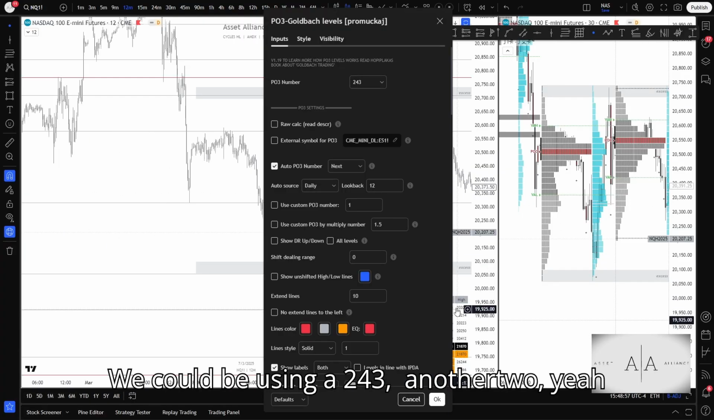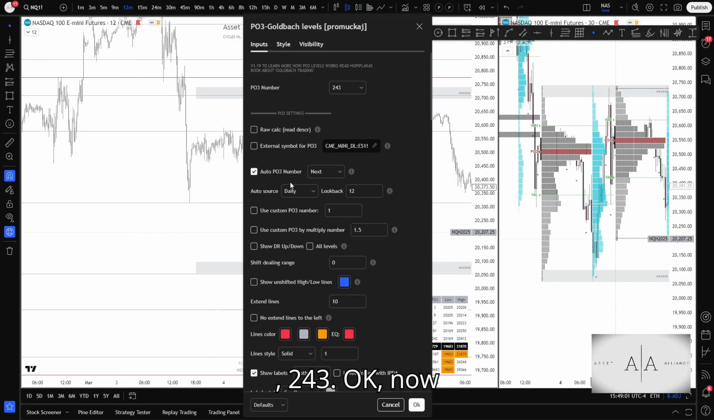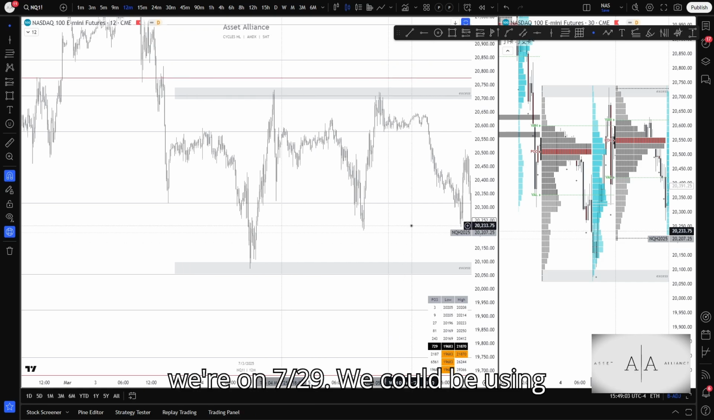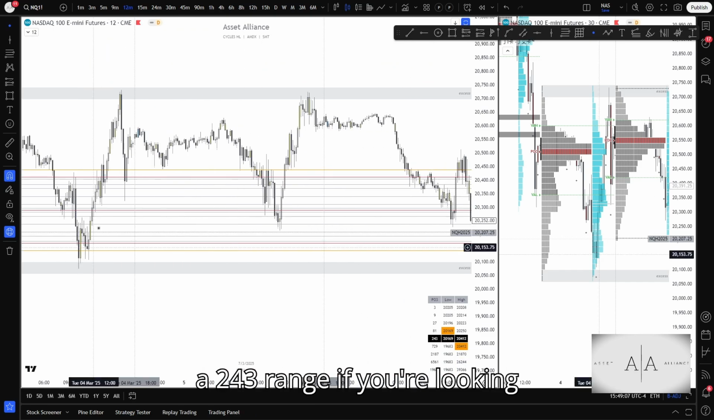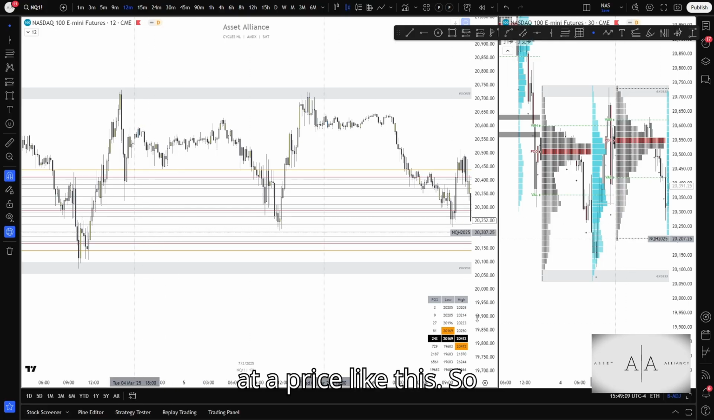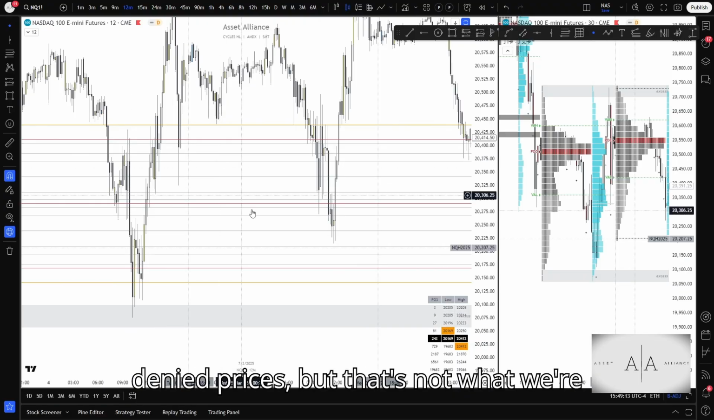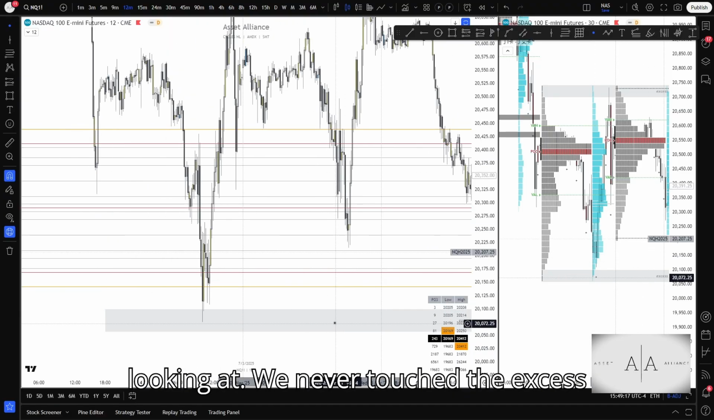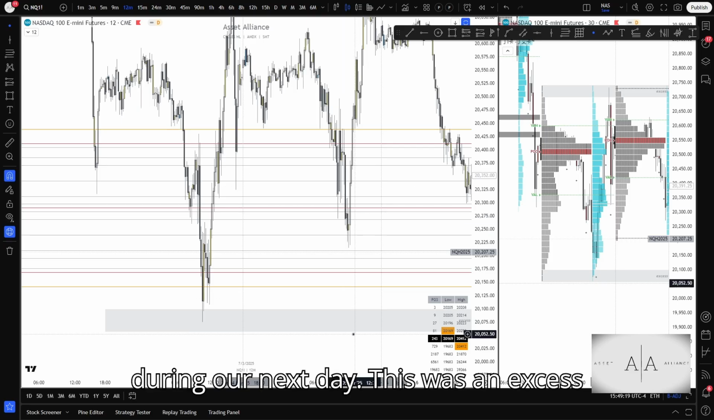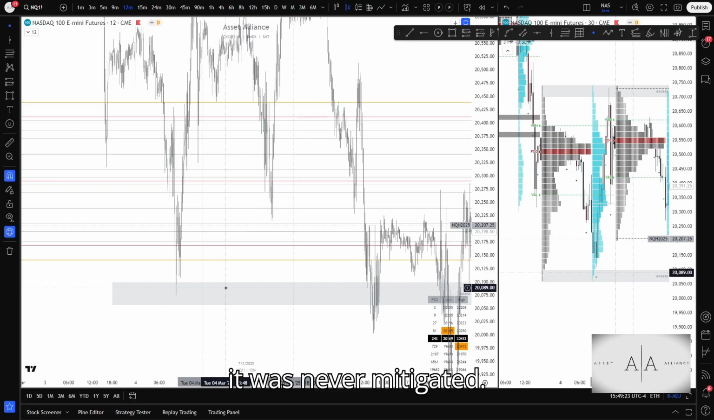We could be using a 243, not a 243. Okay, now we're on 729. We could be using a 243 range if you're looking at price like this. So extension partition into the excess for the higher prices, but that's not what we're looking at. We never touched the excess during our next day. This was an excess we touched in the day right after, since it was never mitigated.